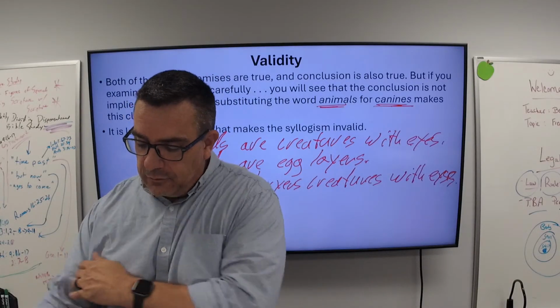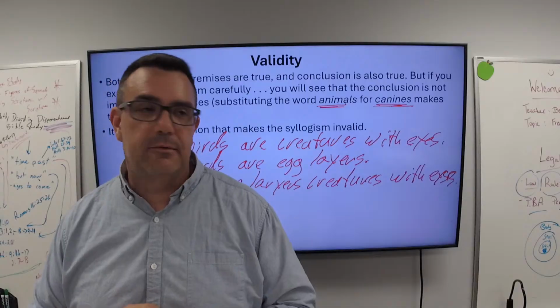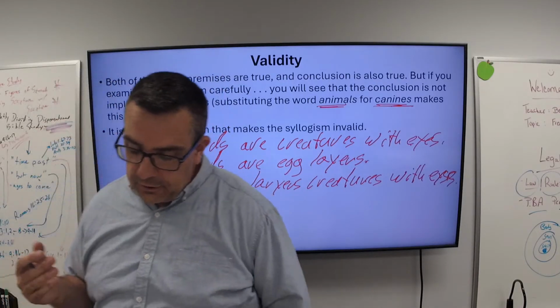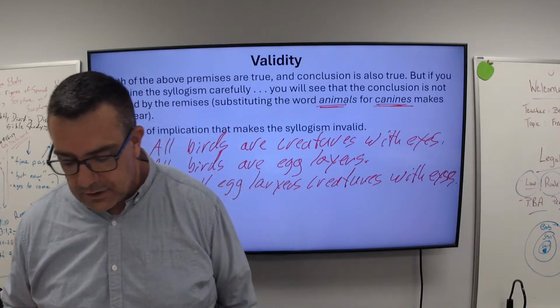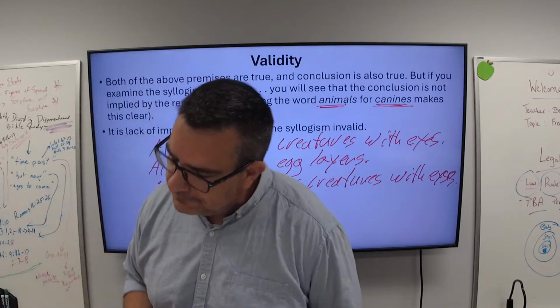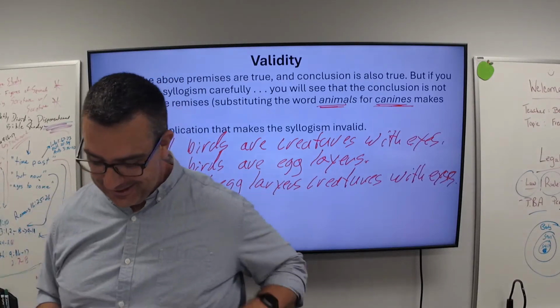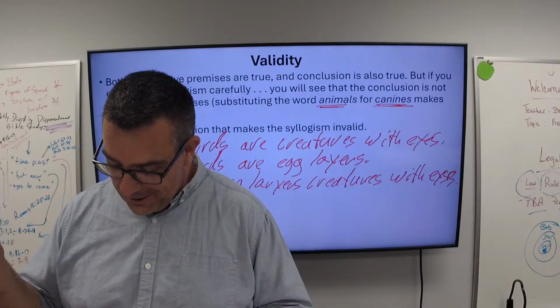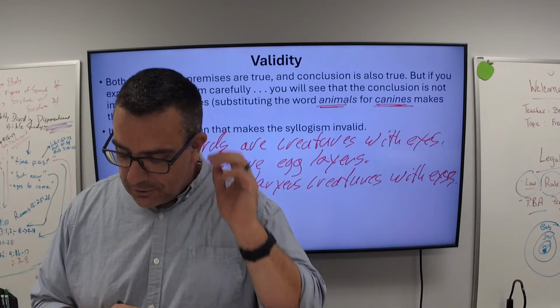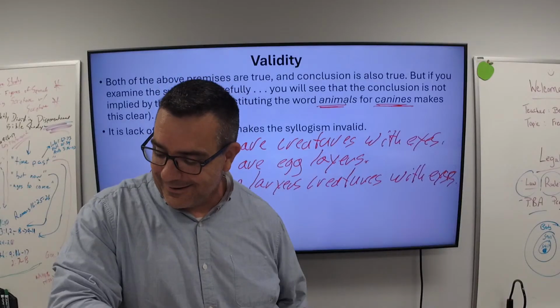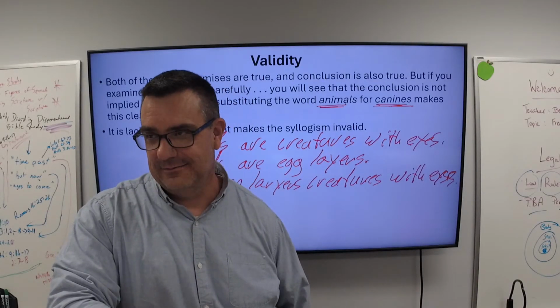All right. Now, does the conclusion follow from the premises? That is the main question. Okay. Let me start over. If all birds are creatures with eyes and all birds are egg layers, do all egg layers have to be creatures with eyes?